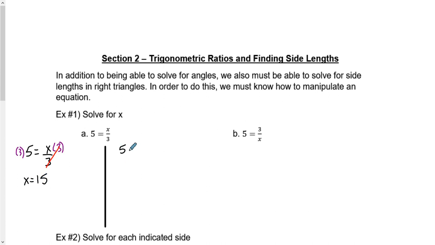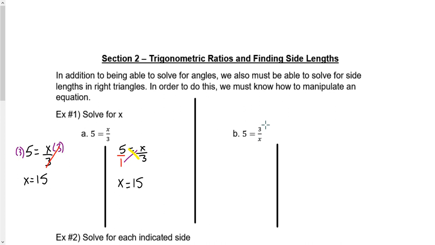The other solid method is to treat this with the fact that 5 is still a fraction, which means that we can do our cross multiplication. We can multiply 1 by x to give us x, and we can multiply 5 by 3 to give us 15. So both of those are solid methods, and you have to just choose your own specific method.